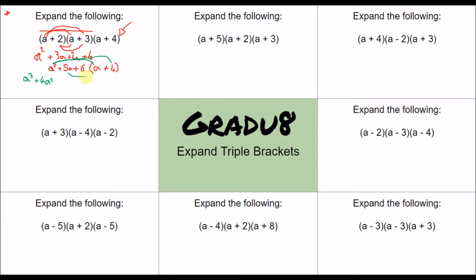Now you're going to take the 5a and you're going to times that by a. So you're going to get 5a squared. So 5a squared. You're then going to do 5a by 4, which is going to give you 20a. So that's 20a. And then you're going to do 6 by the a, which is going to give you add 6a.